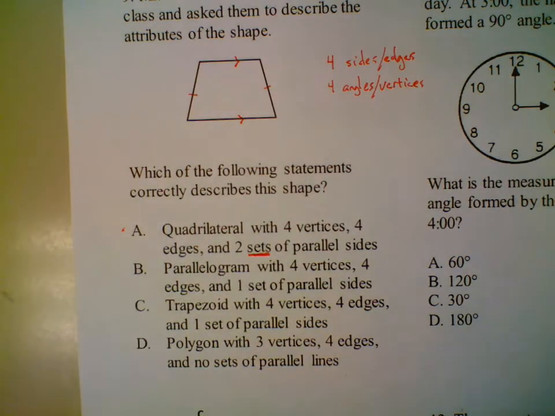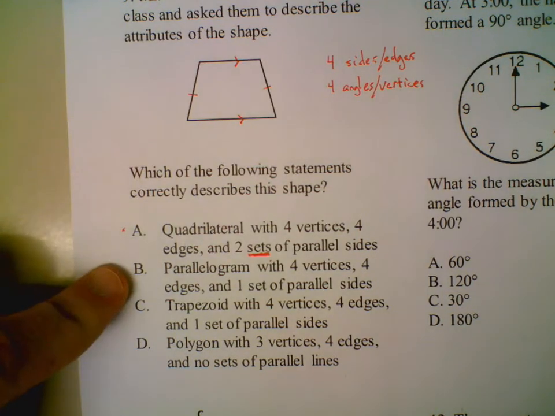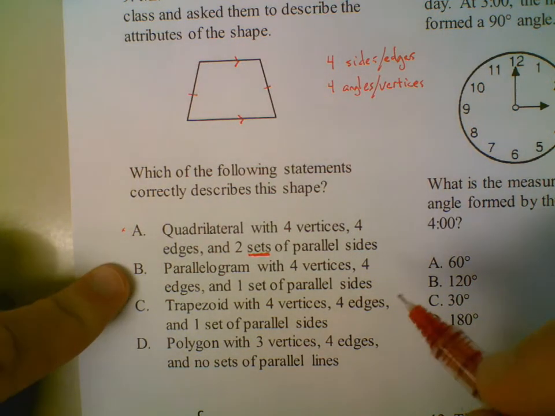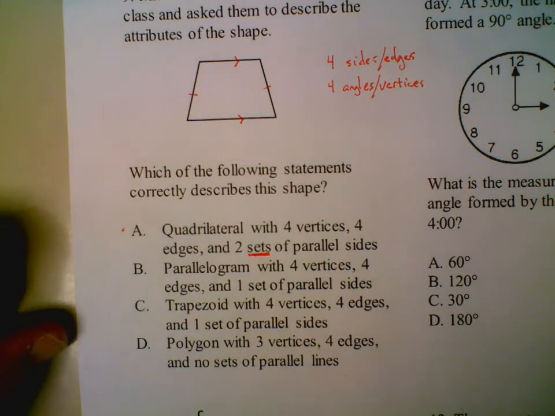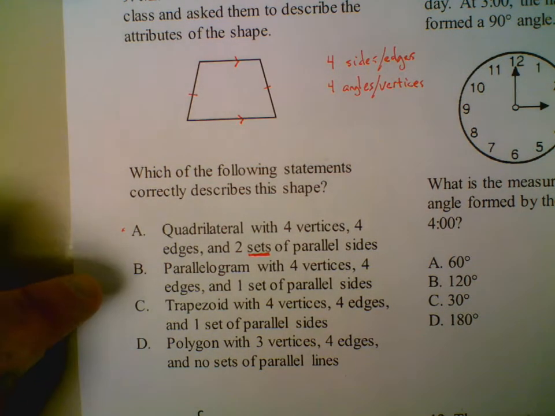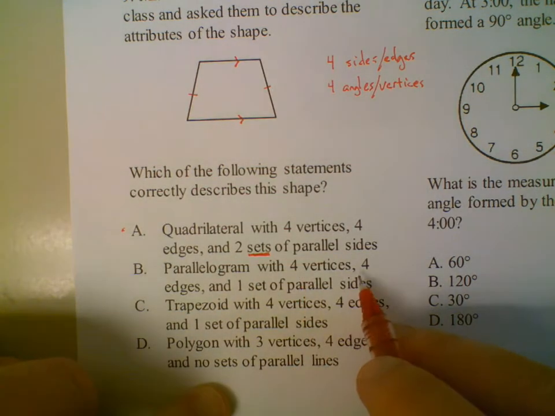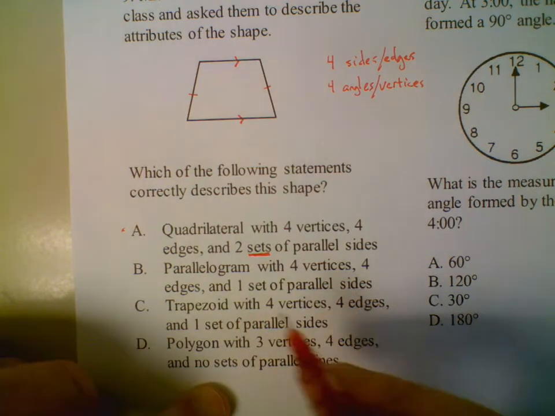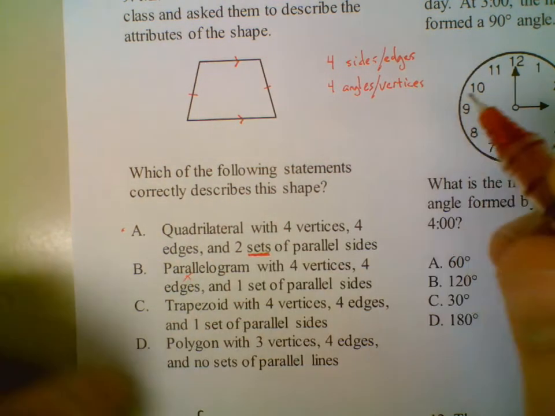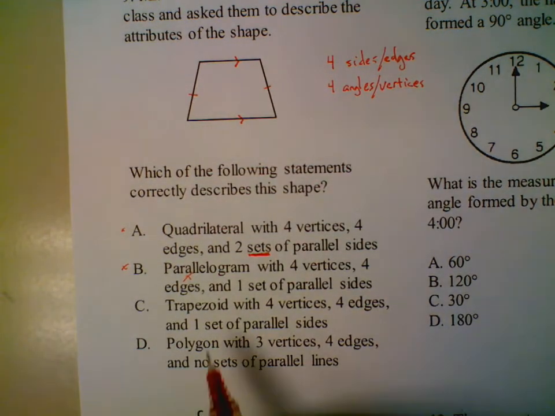All right, let's try this. Parallelogram. Wait a minute, isn't this a trapezoid? Yeah, so I don't think it's a parallelogram because you would need two sets of opposite sides to be parallel. So let's just keep reading. So it does have four vertices, does have four edges, does have one set of parallel sides, but I don't think it's a parallelogram. So I'm going to put a little X by that one. All right, here we go.